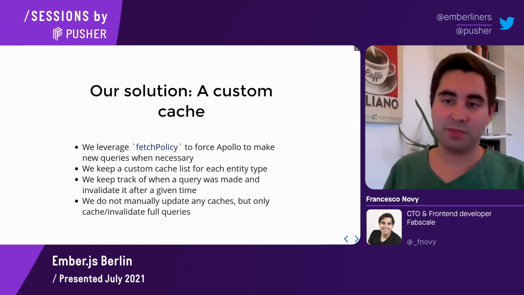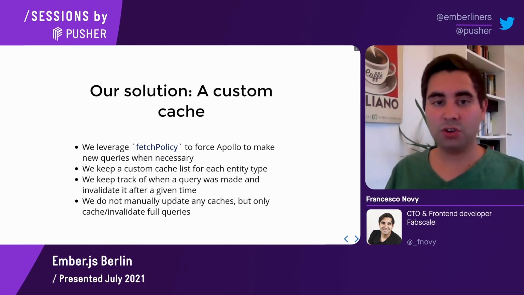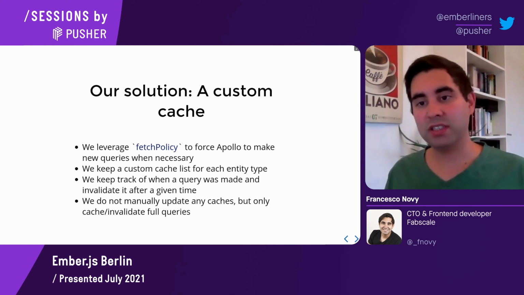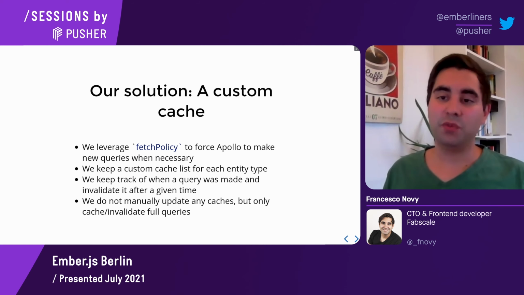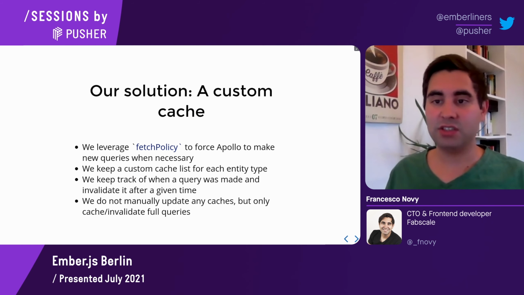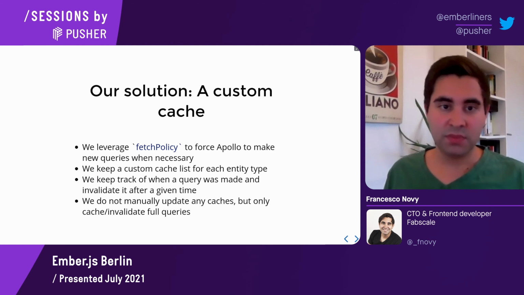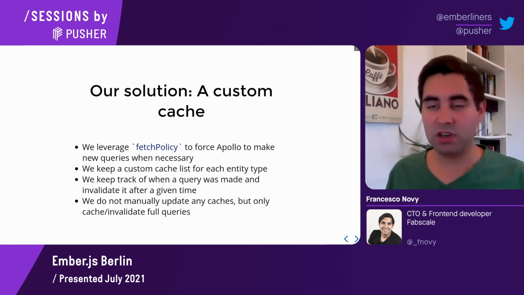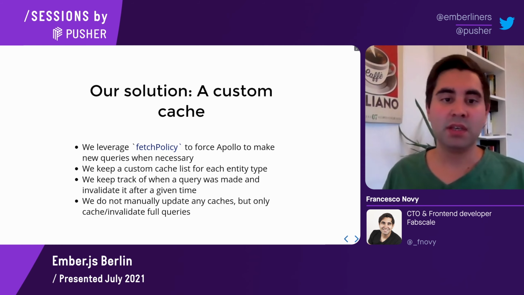So what we ended up doing is made a small function that determined if a certain query should be cached or not. If it should be cached, we would just set the fetch policy to cache first. And if we decided it should not be cached, then we would set the fetch policy to network only to ensure it will always hit the network. And then we more or less kept the map of the different queries and when they were being made.